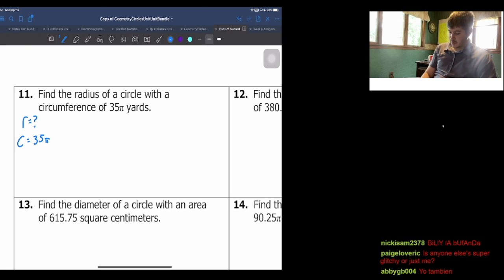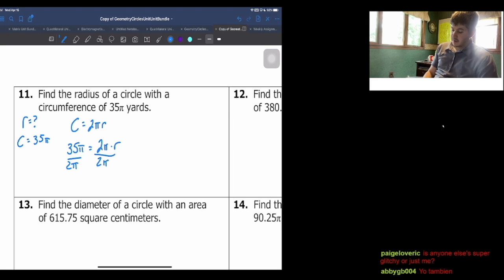So when we're doing this, we're going to use the circumference formula. We're going to use 2 pi r. You could also use pi times d, but because they want the radius, why not use this one? And we're going to plug in 35 pi equals 2 pi times r. And then all you need to do is divide both sides by 2 pi.